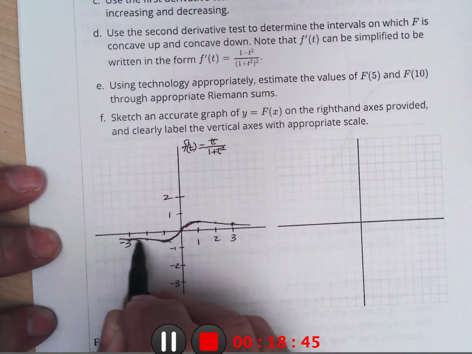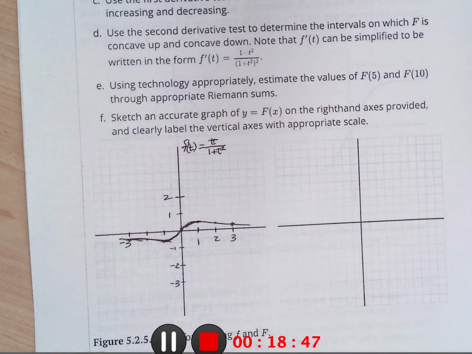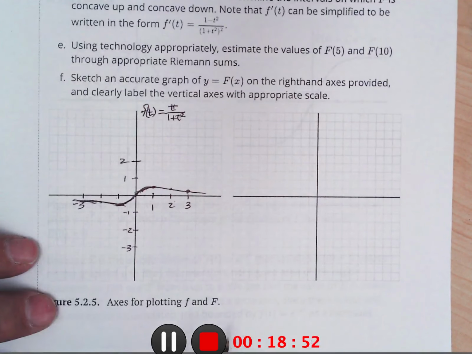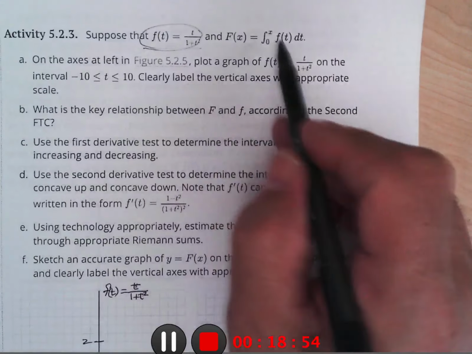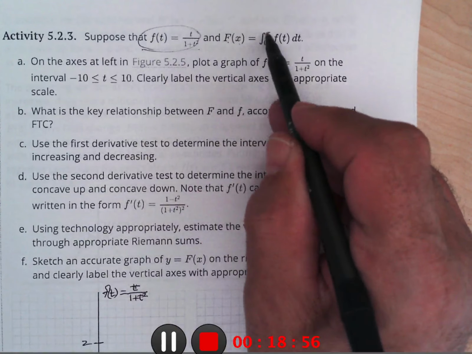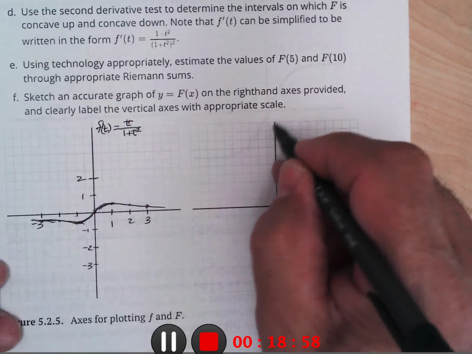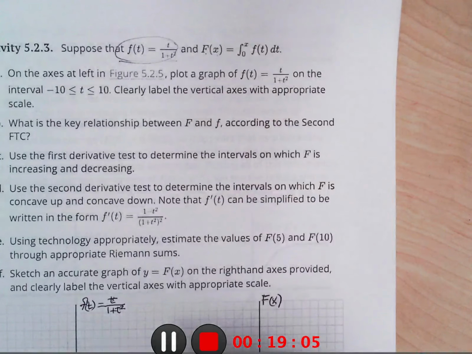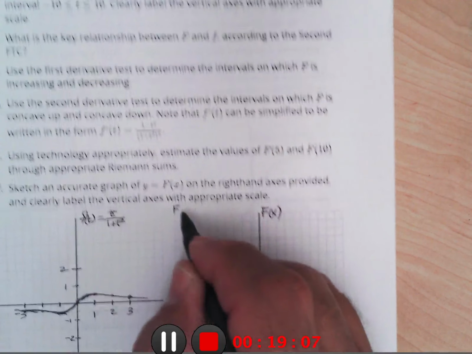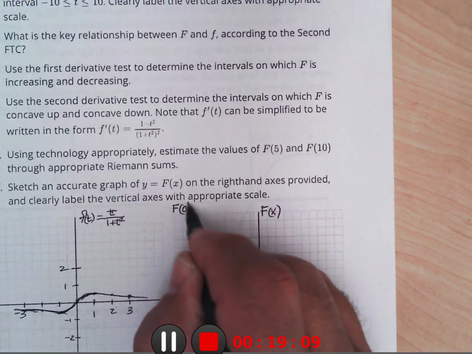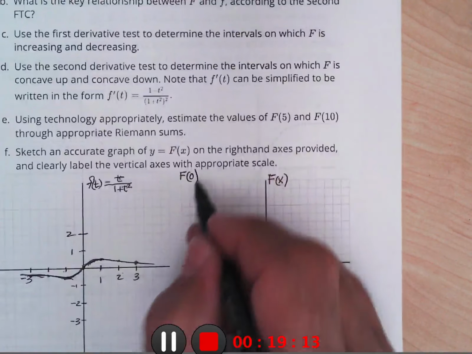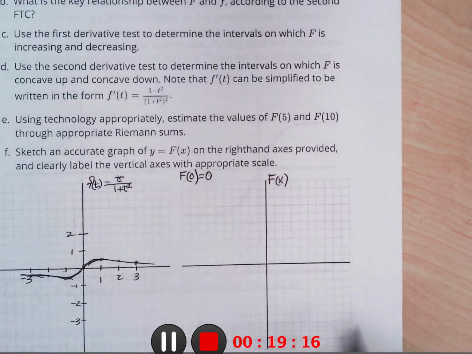Okay? So, what's f prime, which is the integral from 0 to x of this? F of x, capital F of x. Well, I'm going to ask you what F of 0 has to be. And so if this is 0 in the x, 0 to 0 has to be an area of 0. So it has to go through 0.